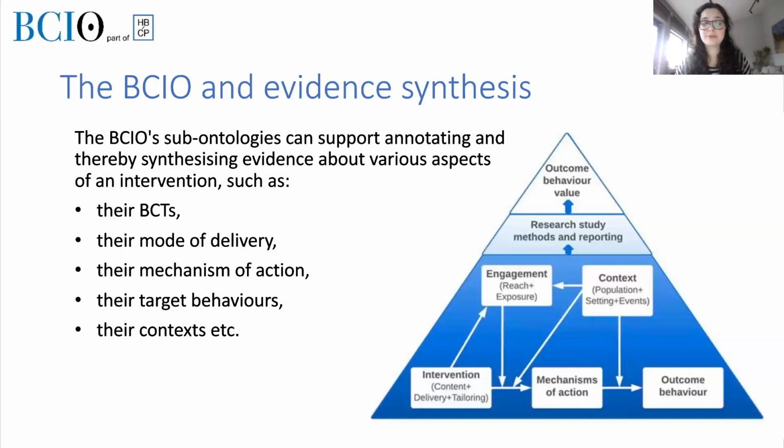If you're going through these modules in order, you might already be familiar with the BCIO sub-ontologies. So now we'll be covering a bit how you can use the BCIO in evidence synthesis. So as you probably know, we have different types of sub-ontologies for behavior change techniques, for mechanisms of actions, for behavior, but also for context and mode of delivery of the intervention and so forth. So by using these sub-ontologies, you can synthesize information precisely about various aspects of an intervention, such as their BCTs, their mode of delivery, their mechanisms of actions, their target behaviors, their context, and so forth.